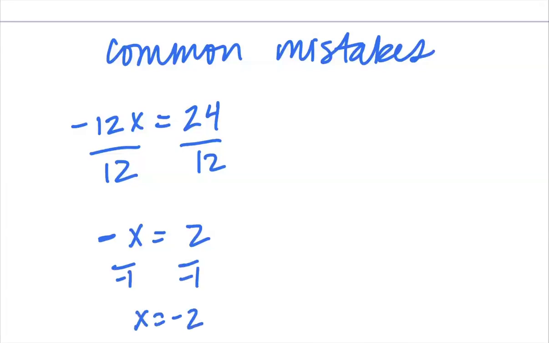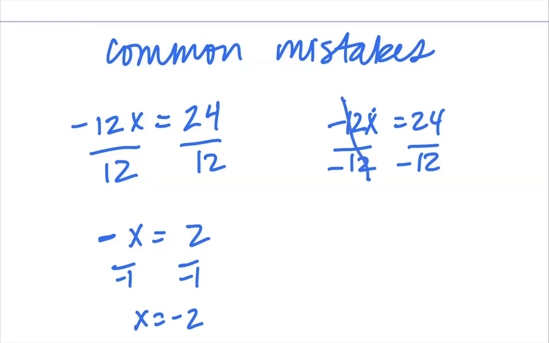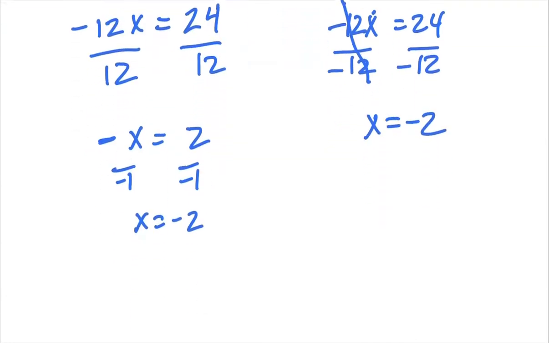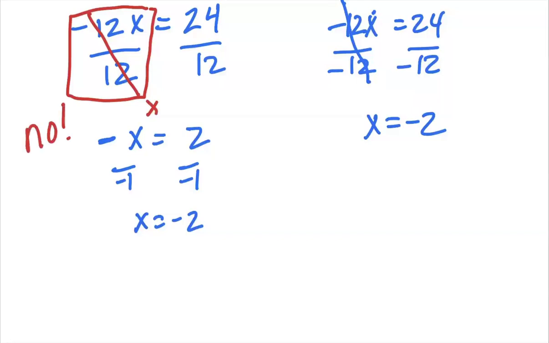I mean, that what I did is okay, it's correct, but it would be much better to make this negative so that it cancels all the way and we get there with one step. If you have -12x divided by 12 and you say that that cancels and just leaves x, that is not correct. So be clear with yourself on what cancels and what doesn't cancel.